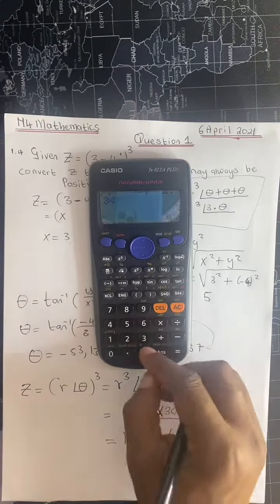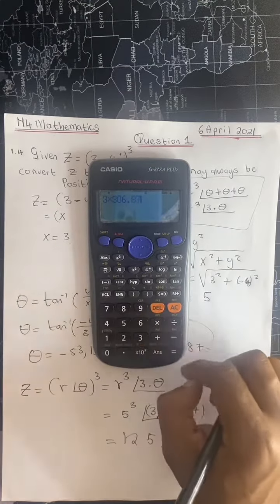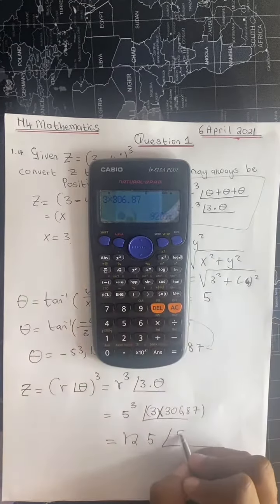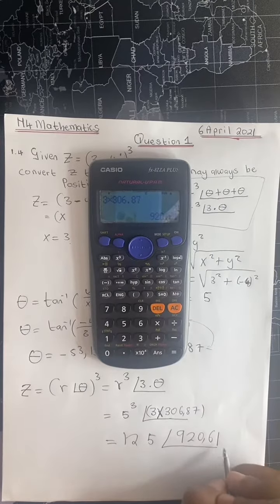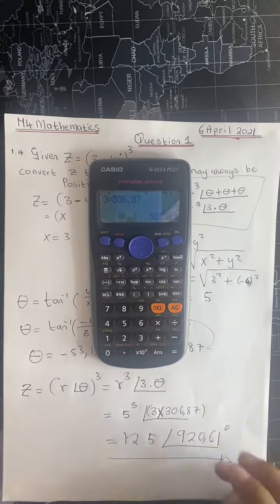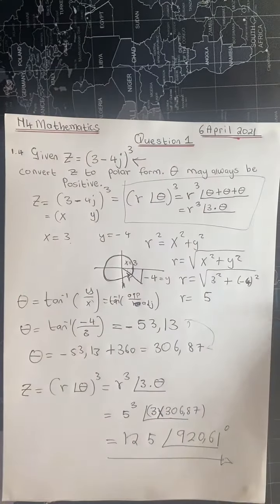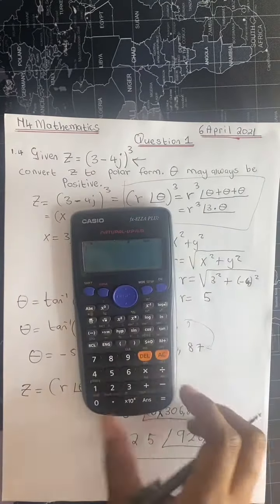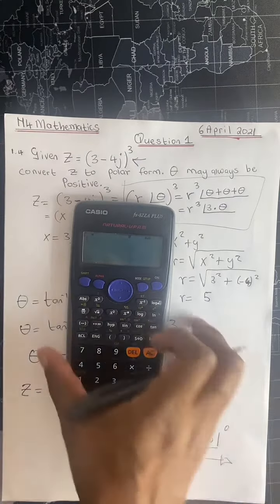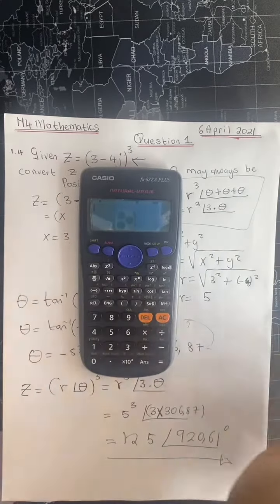3 multiplied by 306,87 is equal to 920,61 degrees. So we have converted this from rectangular form to polar form. We can also use our calculator, but I don't think you'll get all the marks.